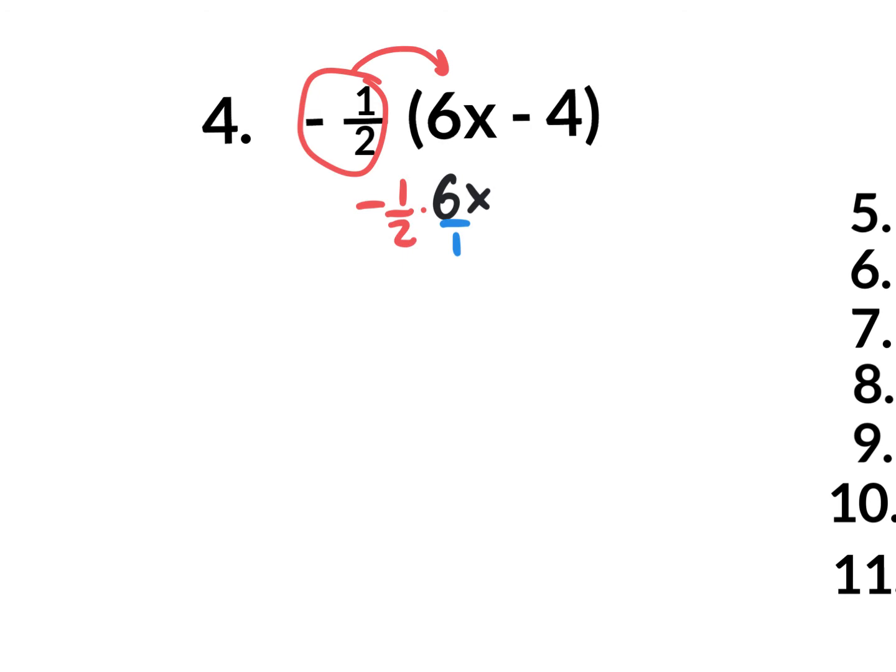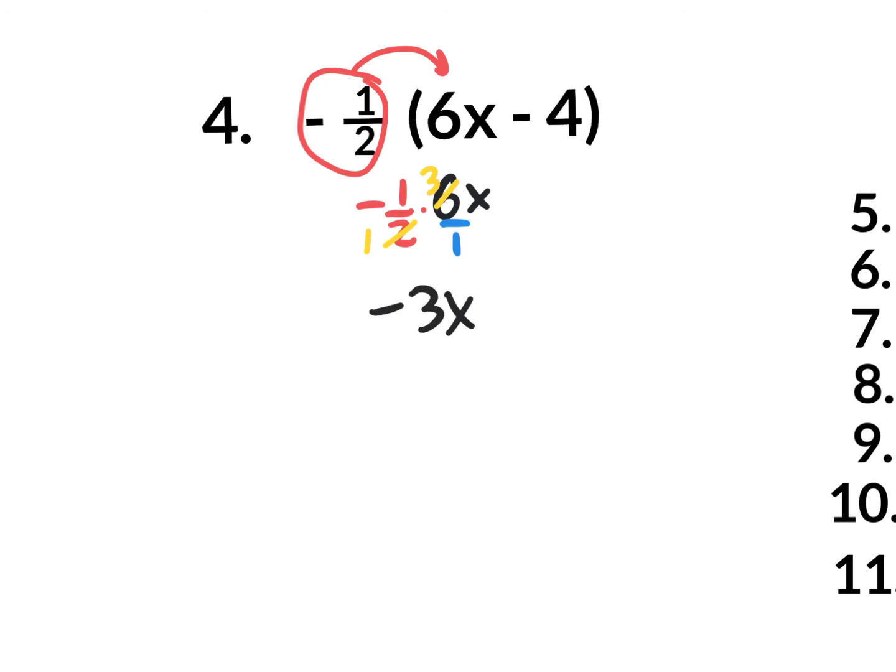And you could cancel first, you could reduce first and then multiply, or multiply first and then reduce. It's totally up to you. I am going to reduce first. 6 divided by 2 is 3. 2 divided by 2 is 1. And then I'm going to multiply negative 1 times 3 with an x. Negative 1 times 3x is negative 3x.